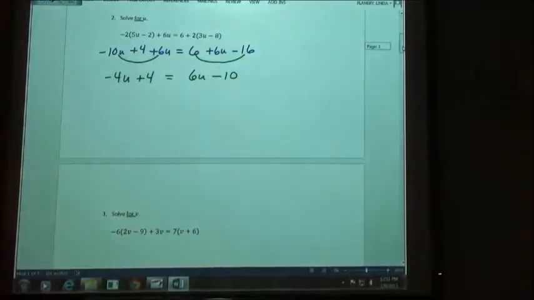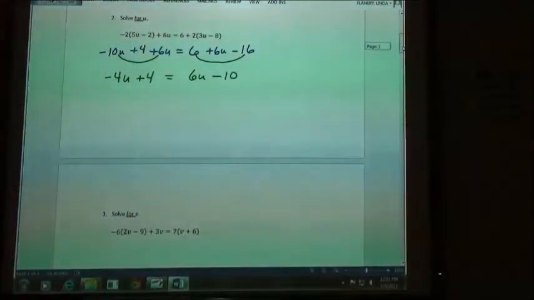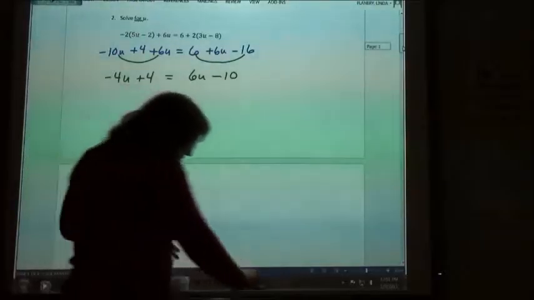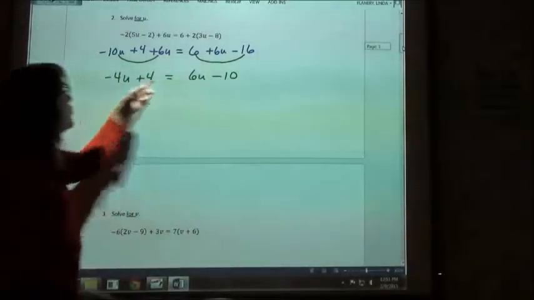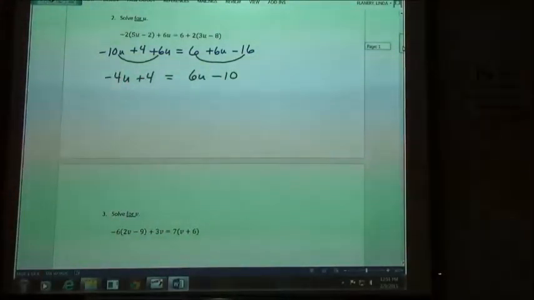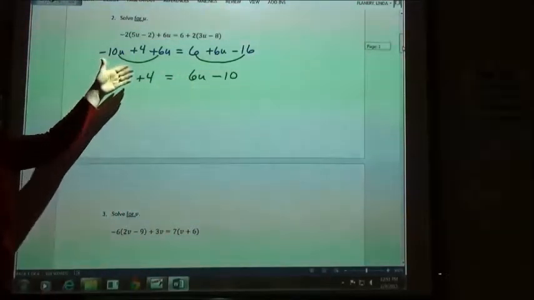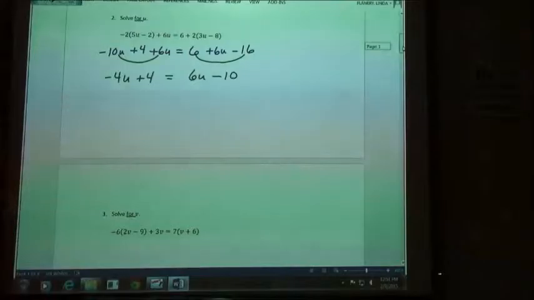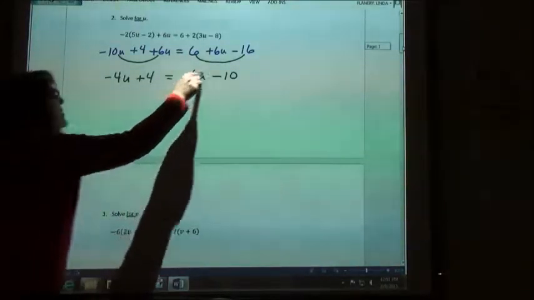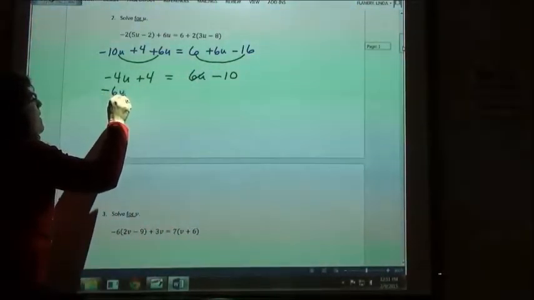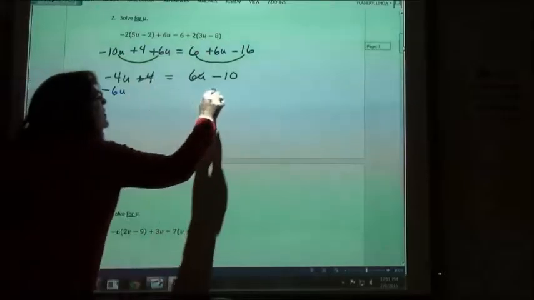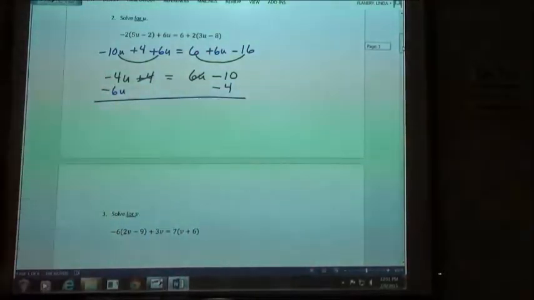Now if you put negative 10 plus 6u, it's the same thing, but we like to get used to seeing things in the same order. Now, once I have it where I only have 2 terms on both sides, that's when I start to move stuff together. So I want my u's over here on the left, my numbers on the right. What should I do? Minus 6u, and minus the 4.